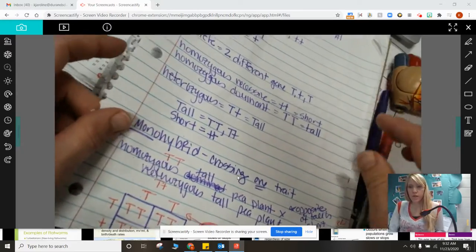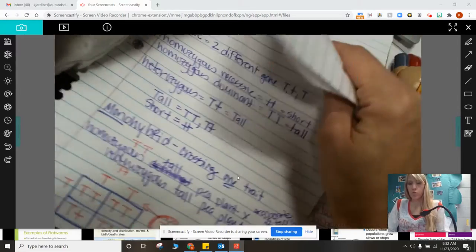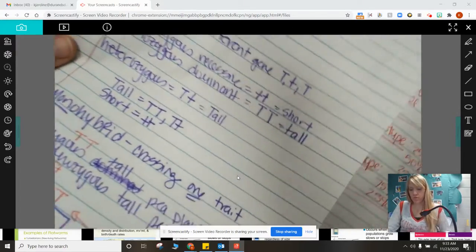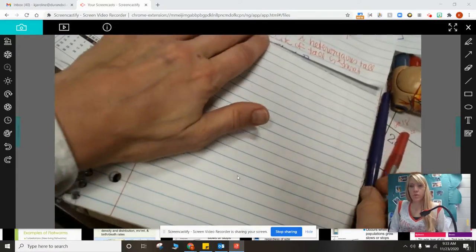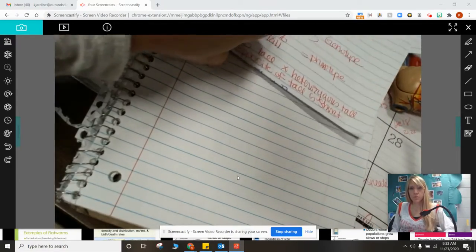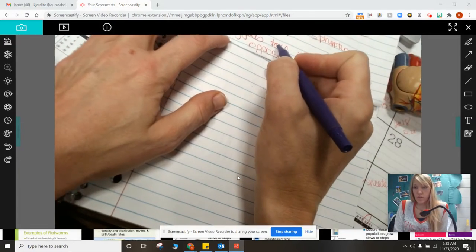All right, so we crossed a heterozygous tall. Yeah, I just recorded it and the computer froze, and so I don't want to show you the answers. With a heterozygous tall. Okay, so that's what you guys did. So let's go over that. Heterozygous tall. Okay, so then tall has to be dominant.